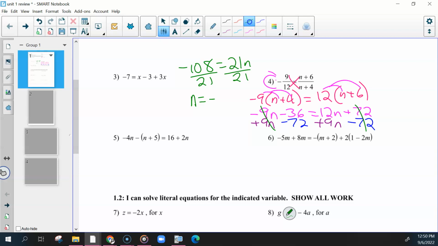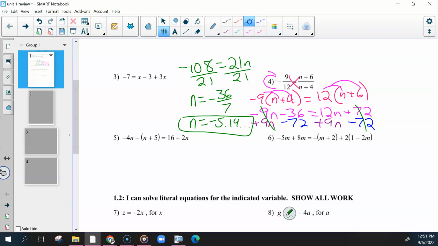Negative 36 over 7. That is the fraction. What's the decimal? Negative 5.142857143. And I think it repeats. Sometimes you will get decimals or fractions. I will say you might get that at least once on the quiz. You might not. I don't remember. But if you're getting that for everything, something might be wrong.